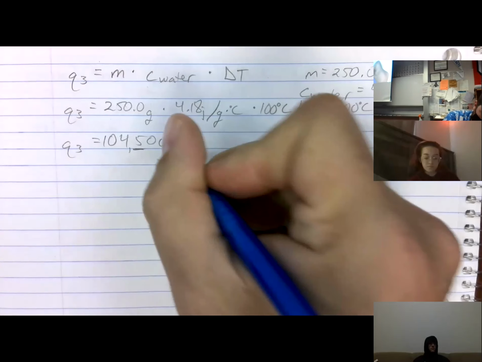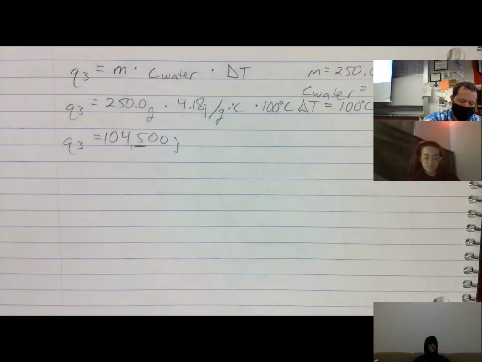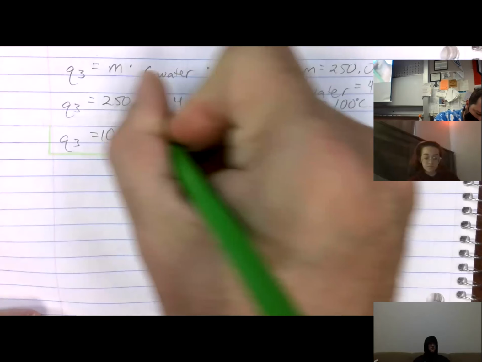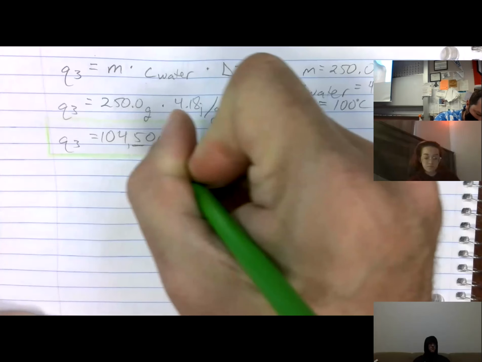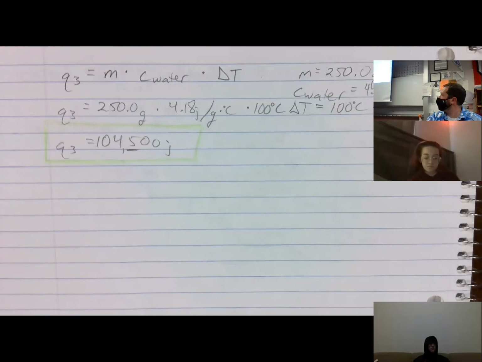But I am going to underline it to show that, hey, that is an insignificant digit. I just don't want to round it off yet and have round off there. So 104,500 joules to raise the temperature of our water. Get back to our heat curve. That's this segment of the line here.